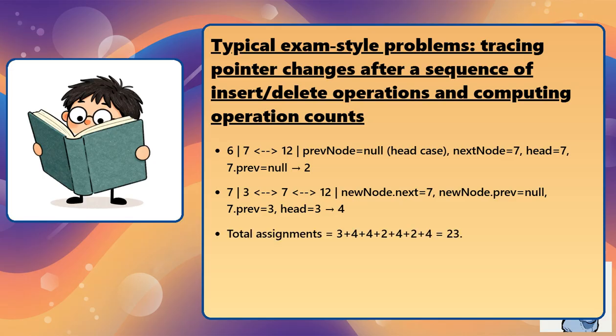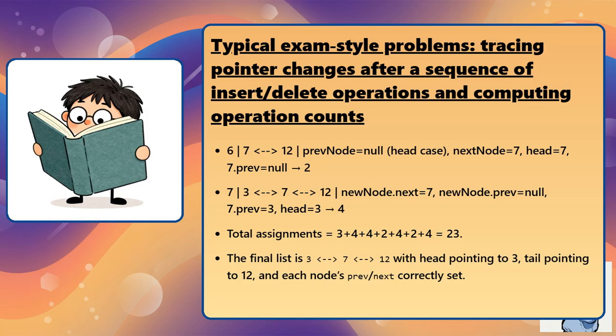Total assignments = 3 + 4 + 4 + 2 + 4 + 2 + 4 = 23. The final list is 3 linked to 7 linked to 12, with head pointing to 3, tail pointing to 12, and each node's previous and next correctly set.